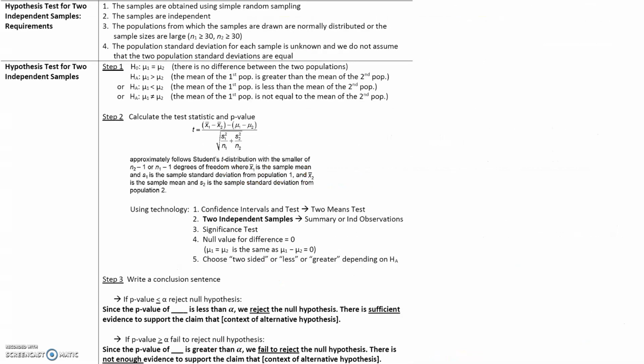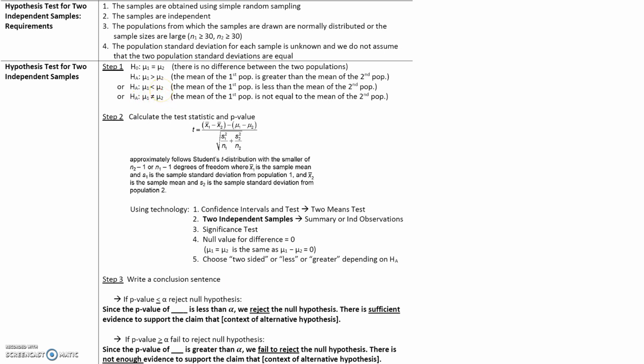Here's a hypothesis test for two independent samples. Please look over the requirements, which we will go over in class. In hypothesis test for two independent samples, the null hypothesis is always that the mean of the first sample or mean of the first population is equal to the mean of the second population. In other words, there is no difference between the two populations. The alternate hypothesis is that the mean of the first population is greater than the mean of the second population, or the mean of the first population is less than the mean of the second population, or the means of the two populations are not equal.